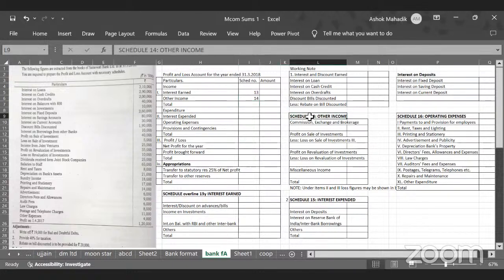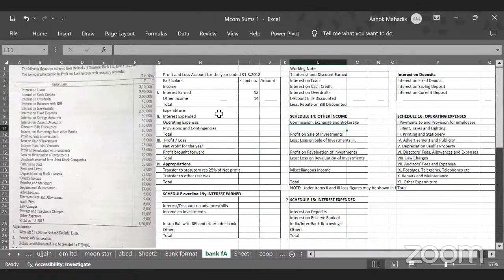Here you can see on the right hand side we have schedule number 14. Here, apart from interest, all other incomes will be shown, or can be included in this schedule. Like commission, exchange, brokerage, profit on sale of investment. Sometimes revaluation of investment is done. So all those profits which are other than what banks earn in their regular activity will be kept under this schedule. Even income from joint ventures, income from subsidiary companies will fall under this schedule. Is this clear?